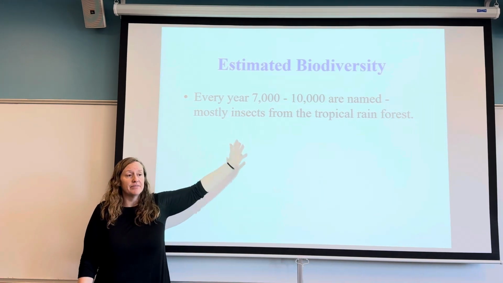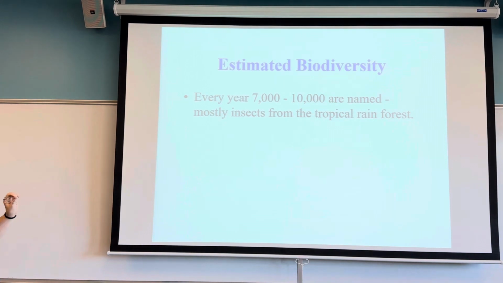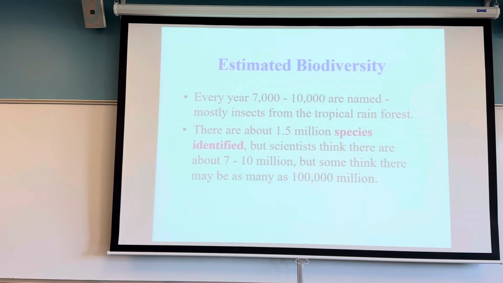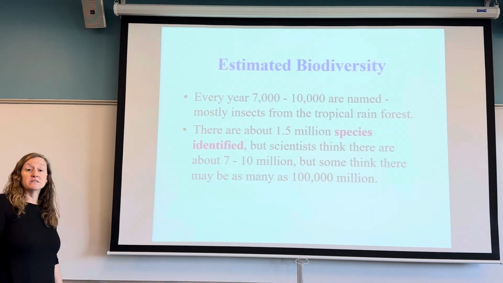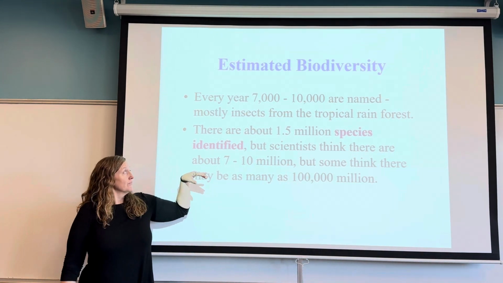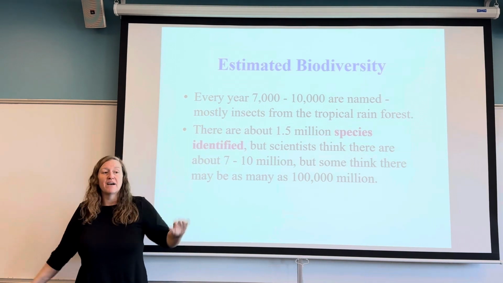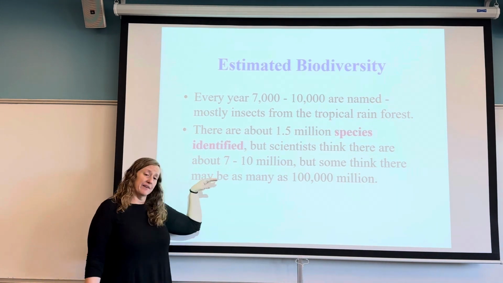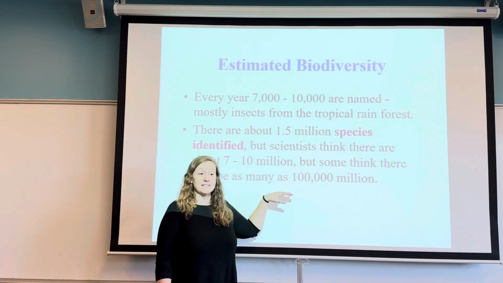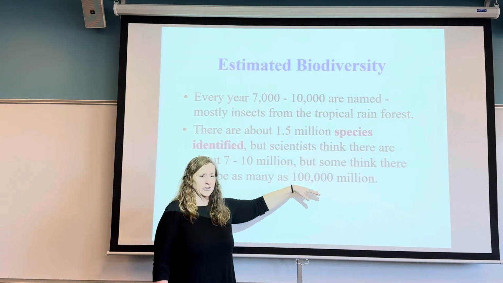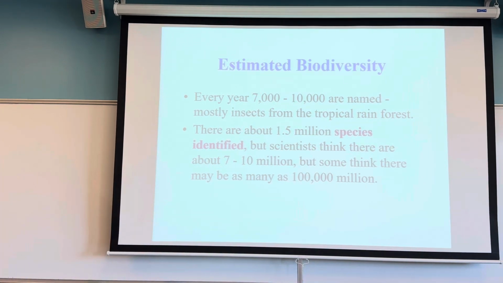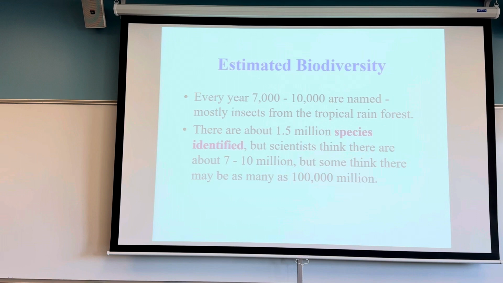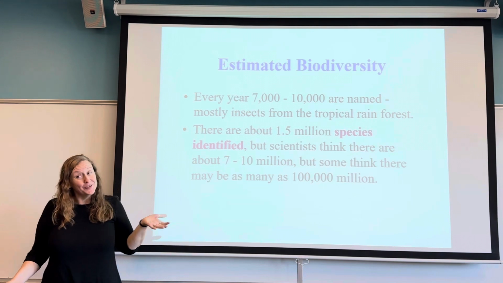Every year about 10,000 new species are discovered. Just from the tropical rainforest. Think about all the other places on the earth that new species could be living. There's about 1.5 million species identified. Do you think there's a lot more species than that? Oh, heck yeah, there are. Some people think there's about 7 to 10 million, and then some people think there's got to be at least 100,000 million. Which is like what, a billion, a gazillion, I don't know, one of those big numbers, right? So there's a lot more out there to be discovered. So you could name a new species.